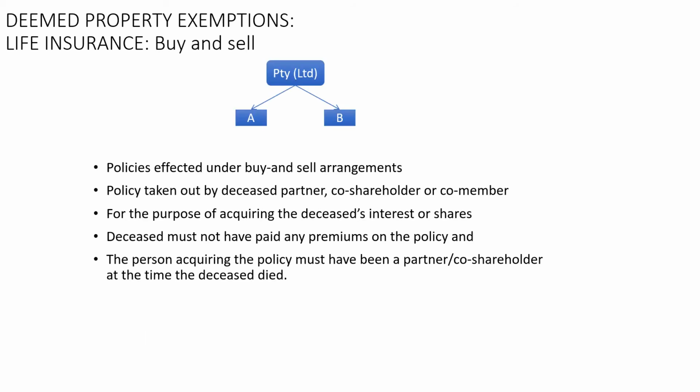When will a buy and sell agreement be exempt from deemed property? If the policy was taken out by the deceased partner, co-shareholder or co-member for the purpose of acquiring the deceased interest or shares, the deceased must not have paid any premiums on the policy, and a person acquiring the policy must have been a partner or co-shareholder at the time the deceased died.